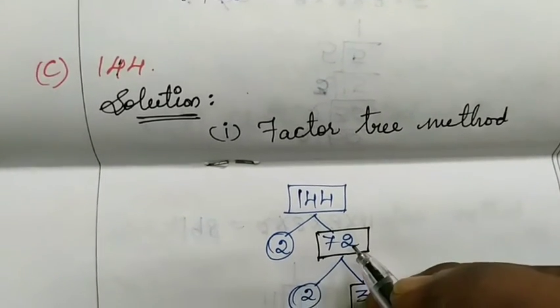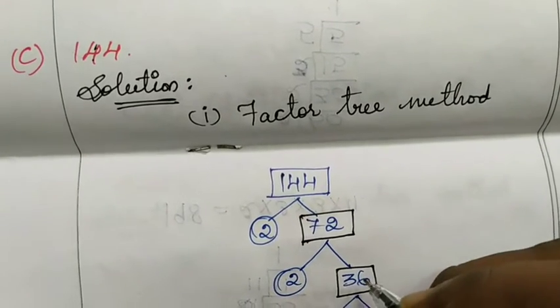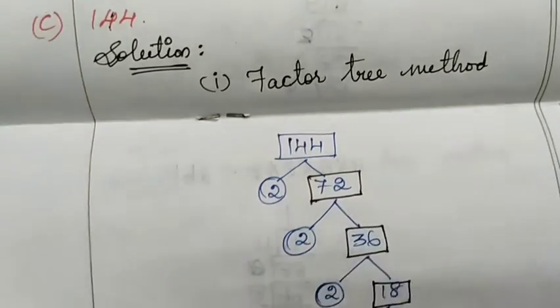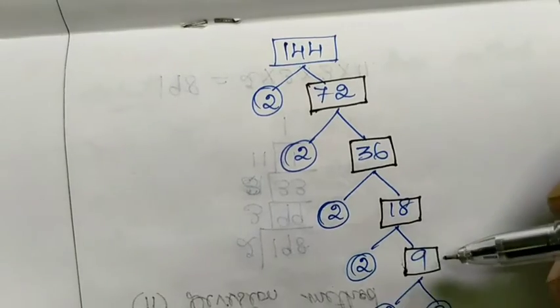Next, 72 comes in the 2 table at 36. Okay, 36 into 2 we get 72. So 36 comes in the 2 table. Okay, 18 twos are 36. 18 comes in the 2 table, 9 twos are 18.